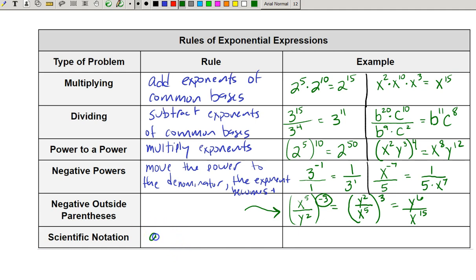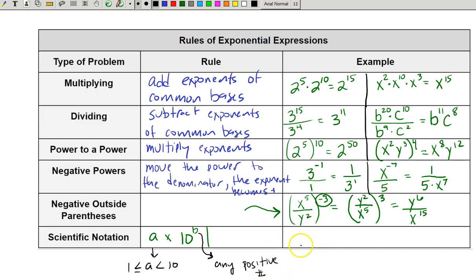So scientific notation just looks like this. It's a times, and then you have a power of 10. Or I wrote that backwards: a times 10 raised to some number b. Right? So the rule is that the a, the first number in there, has to be greater than or equal to 1 and less than 10. And the b value can be any positive number.